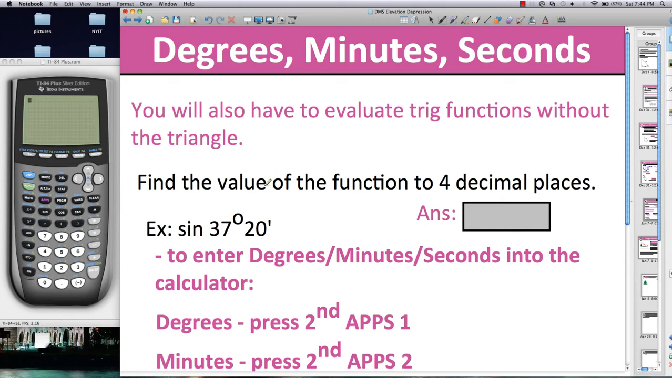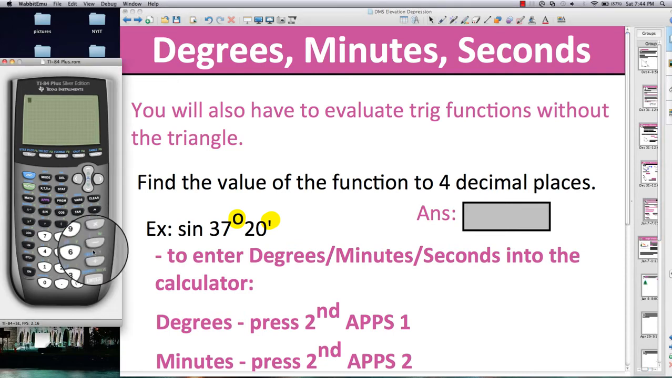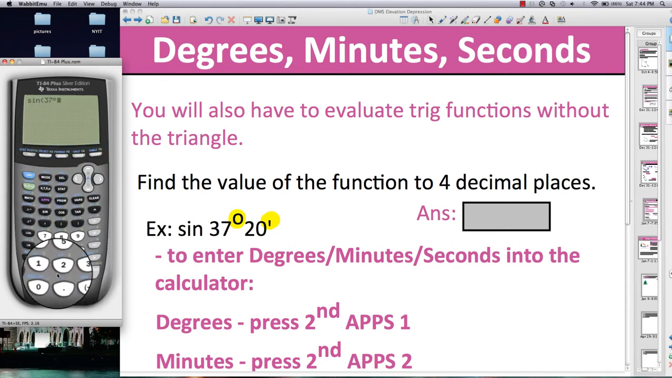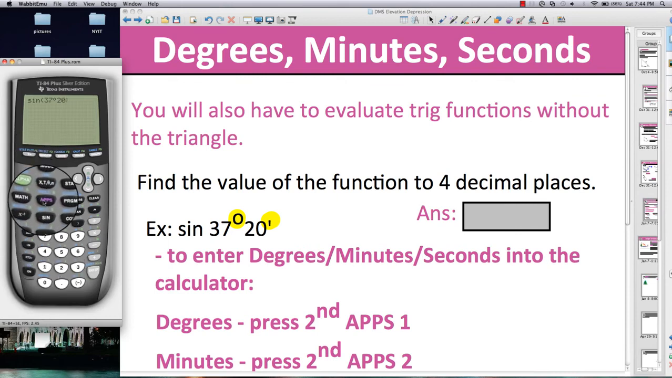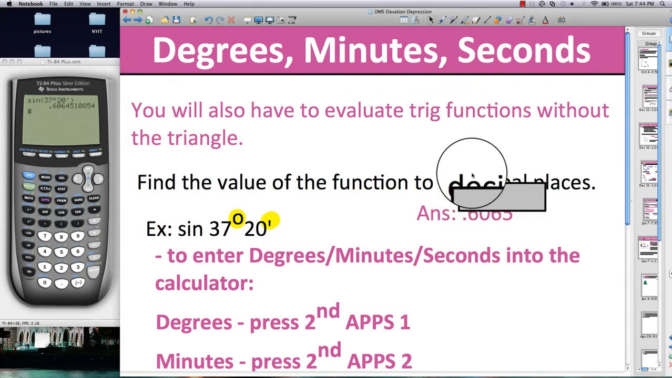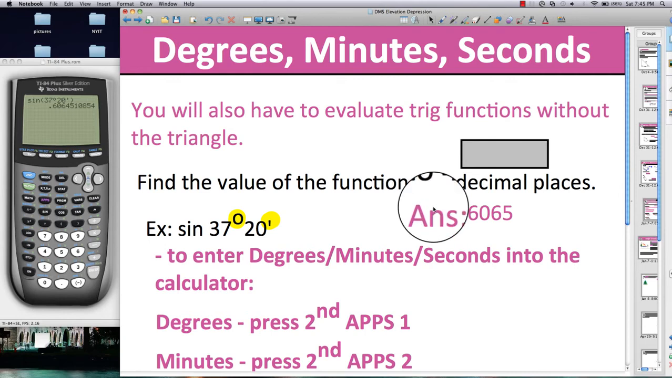Sometimes we might have to evaluate trig functions without the triangle. So we would have to be able to put the symbols into our calculator. For example, sine of 37 degrees and 20 minutes, we need to just be able to put that in our calculator. So I'll show you where those symbols are. We're going to hit sine 37, and then to get the degree symbol, go to second apps. It's the first one, hit enter. Then 20 minutes, so second apps, it is the second one, and close the parentheses and hit enter. So our answer would be 0.6065 since we're rounding to 4 decimal places.